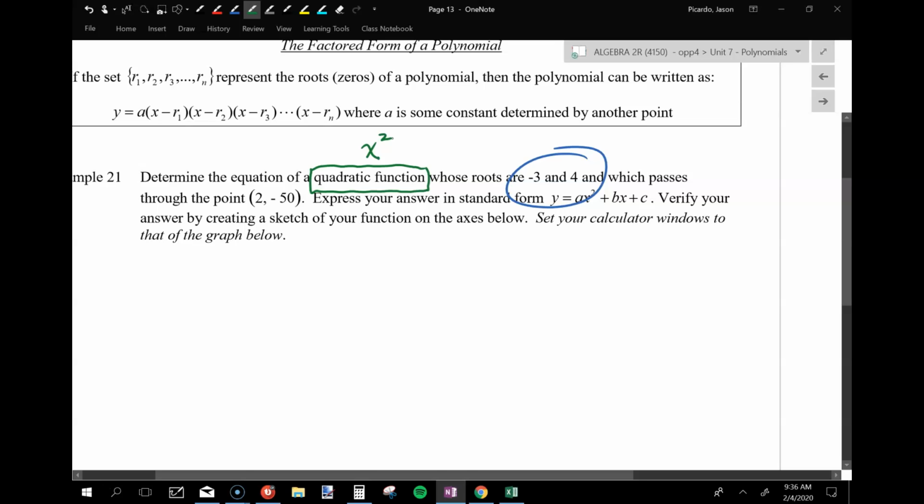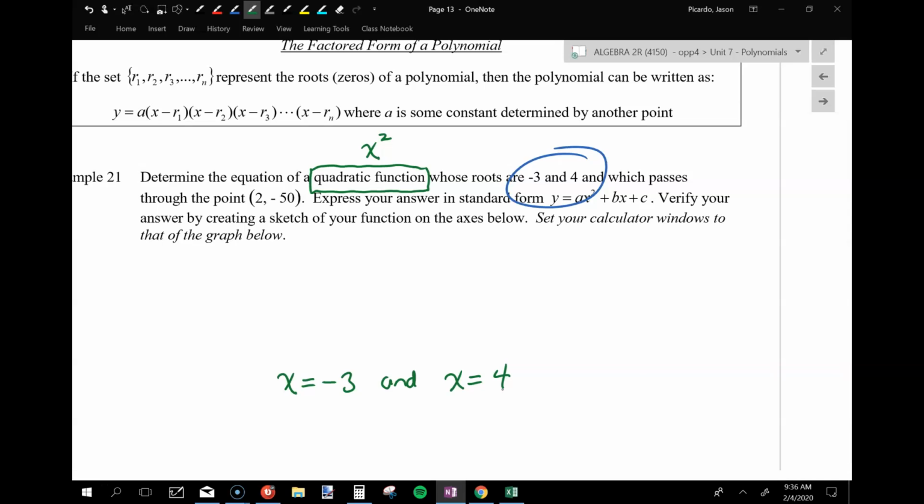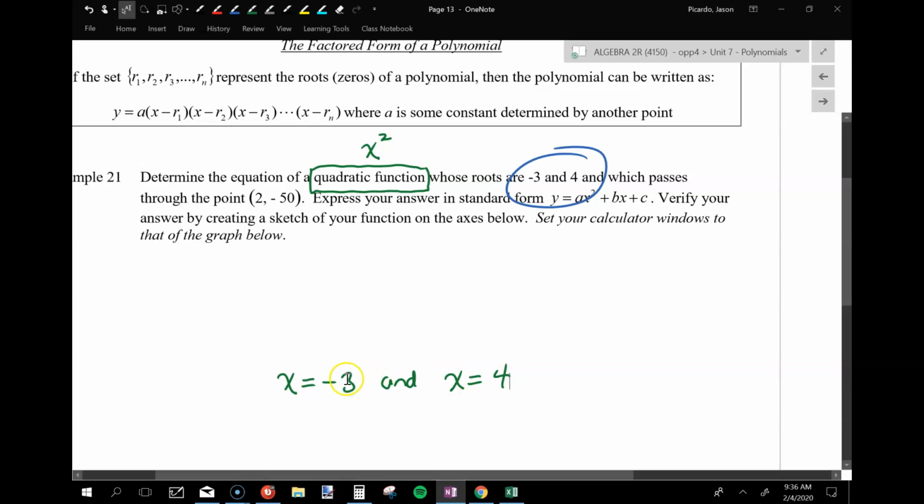All right, well, guys, think back to the lesson from a couple days ago. If I tell you that one of the roots is this, and the other root is this, how can I work backwards? I want them to be equal to 0, right? So what am I going to do with the -3? Yeah, I'm going to add the 3. I'm going to move the 3 over here. So it's going to say x plus 3 equals 0, right?